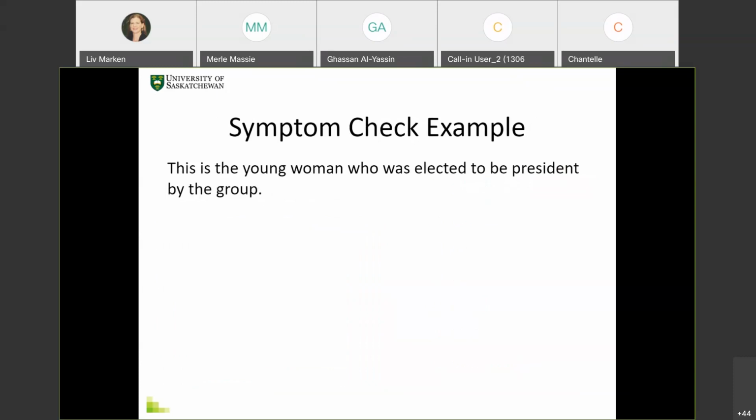I don't think we have time to do this as an activity, but here we have quite a few of those words. So this is the young woman who was elected to be president by the group. So I've highlighted "is," "who," "was," "to be," and "by." If I find this in my writing, I'll know as a writing professional, or as somebody who's learned about this, that there's a problem of passive voice, which we use a lot in the sciences and social sciences, and that's fine. So you can't always revise.